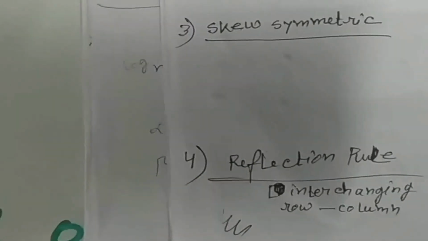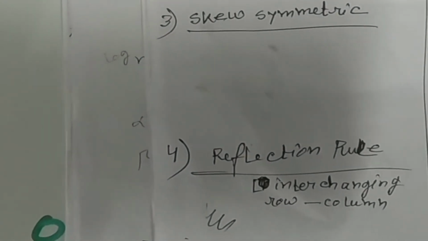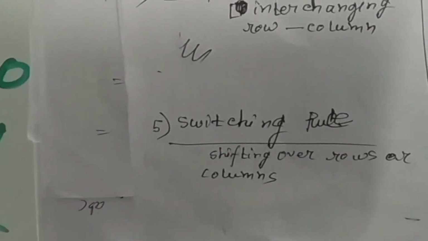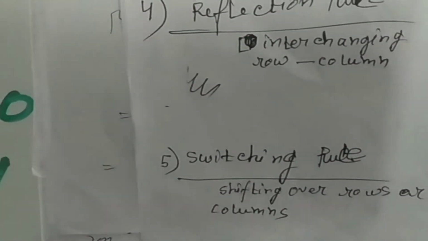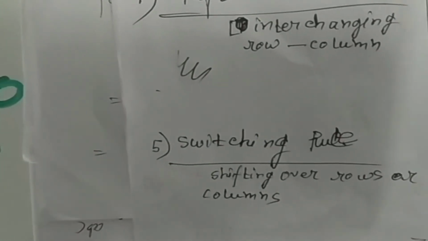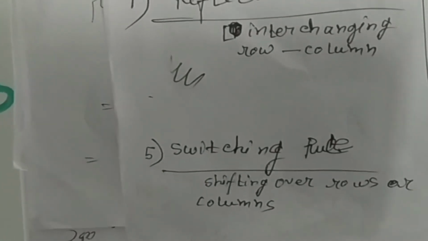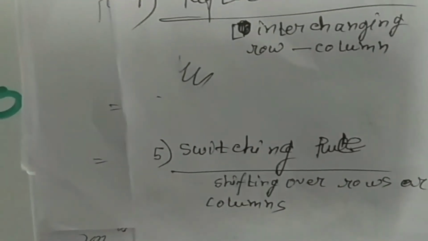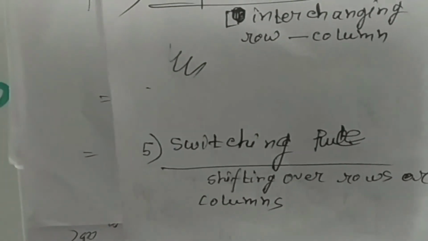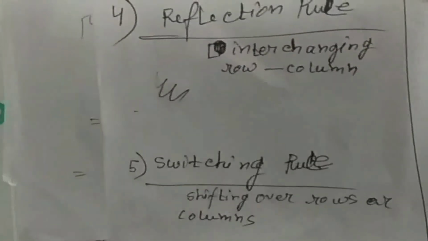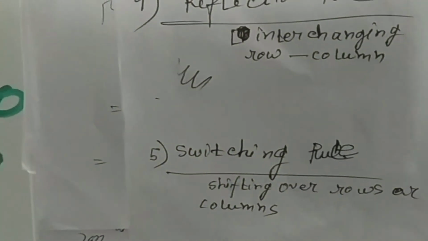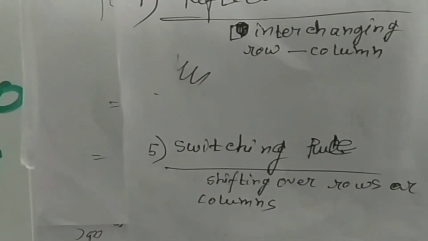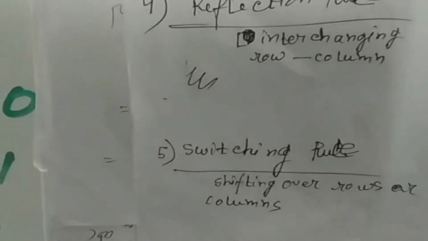Reflection rule, interchanging row and column, means if you transpose the determinant, the value of determinant will be the same. Switching rule, shifting over rows and columns, I have told you that if one row is being jumped over another row, then the sign changes, as in the formula del dash equals minus 1 to the power n into del. Switching rule means rows are jumped over one row or two rows, or columns are jumped over one column or two columns.